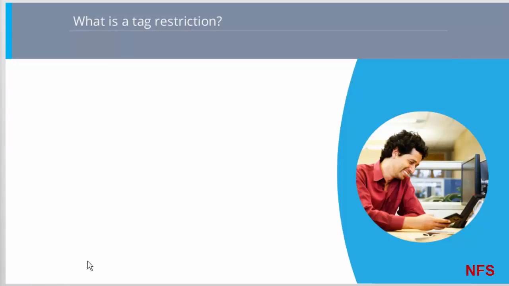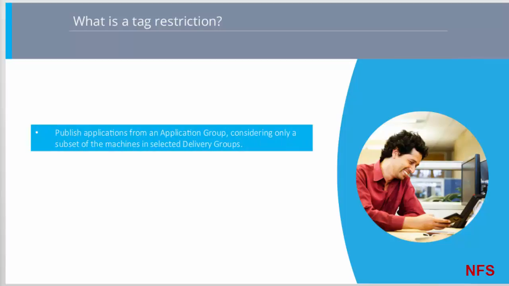So what is a tag restriction? A tag restriction is the ability to publish applications from an application group that references a single shared delivery group or multiple shared delivery groups and considering only a subset of the machines in the selected delivery groups. This is possible because application groups can now specify tags that themselves have been assigned to machines, regardless of which delivery group they belong to.